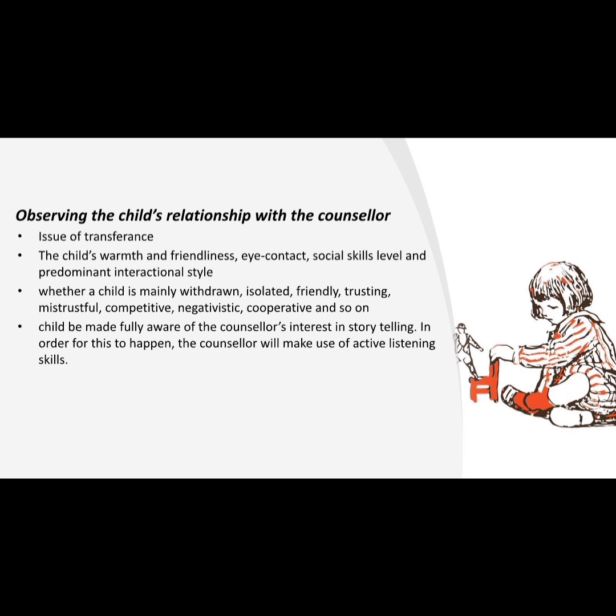Considering observing the child's relationship with the counselor, we have to observe whether any transference or resistance is taking place: the child's warmth and friendliness, the eye contact, social skills level, and the predominant interactional style. Whether the child is mainly withdrawn, isolated, friendly, trusting, mistrustful, competitive, negativistic, cooperative, and so on. Then the child may be fully aware of the counselor's interest in storytelling. For this to happen, the counselor will make use of active listening skills. So, these are the major observation skills we have to note down while taking the sessions.